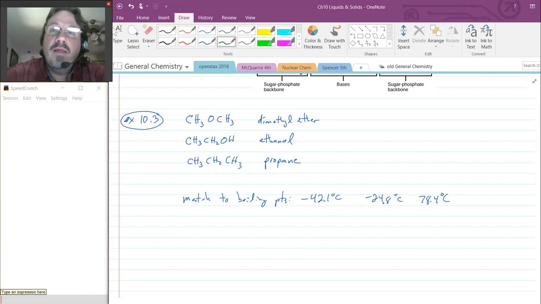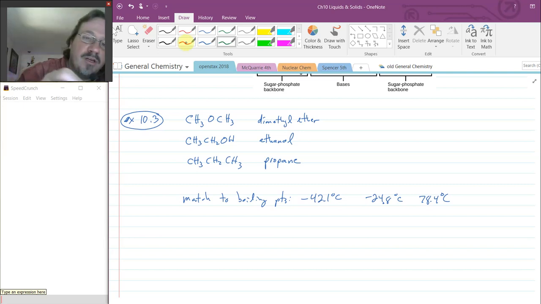Well, the higher boiling points are going to correspond to the molecules that are harder to rip apart. That is to say, they have stronger intermolecular forces. For the lowest boiling point, you didn't have to heat it up very much to get it to boil, so it must have fairly weak forces. So I have to look at it and ask myself what kind of intermolecular forces are in each one.